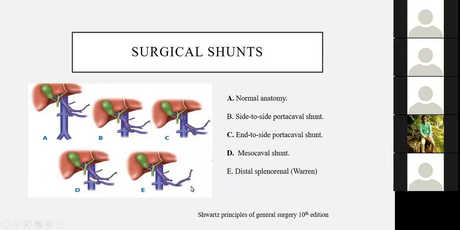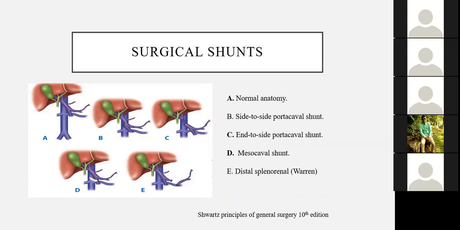Now you are talking about all these methods. Practically, what is done? So mostly we'll use the Warren shunt, sir. Actually, none of the shunts are done these days. I think the only thing that is being done is esophageal rubber band ligation. That, yes, is the only thing that is done these days.